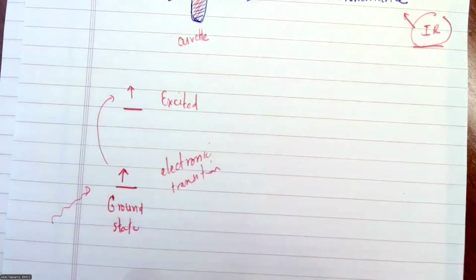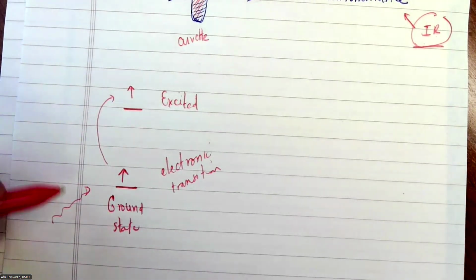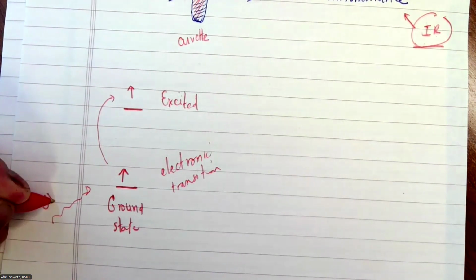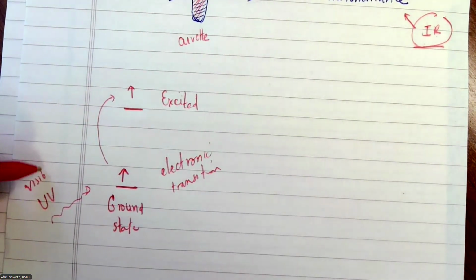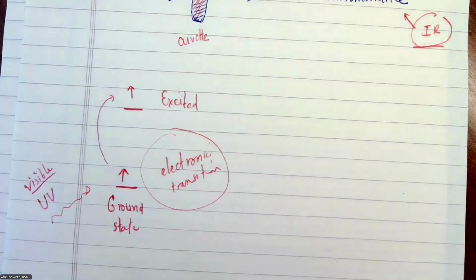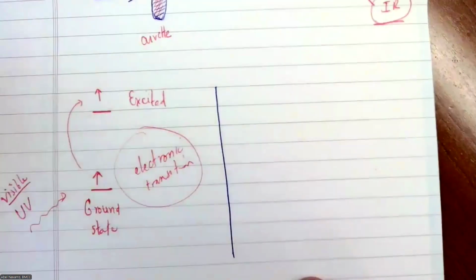Who causes that? Of course the light, because light, remember, is a form of energy. And what type of light? Is any type of light able to do that? No. UV light, which is ultraviolet light, or in some cases visible light. Those two allow you to do an electronic transition. In our case, we are not going to have that type of transition. In our case, remember, we're using infrared.